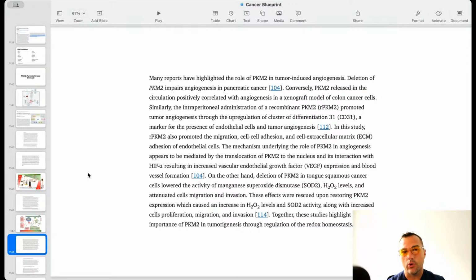Many have also highlighted the role of PKM2 in inducing angiogenesis, or the creation of new blood vessels. Deletion of PKM2 impairs new blood vessel creation or angiogenesis in pancreatic cancer. Conversely, PKM2 released into the circulation positively correlated with angiogenesis in a xenograft model of colon cancer cells. And the intraperitoneal administration of recombinant PKM2 promoted tumor angiogenesis through upregulation of cluster of differentiation CD31, a marker of presence of endothelial cells and tumor angiogenesis. It also promoted migration, cell-to-cell adhesion, cell extracellular matrix adhesion to endothelial cells. So you can see there that this is a big problem for cancer.